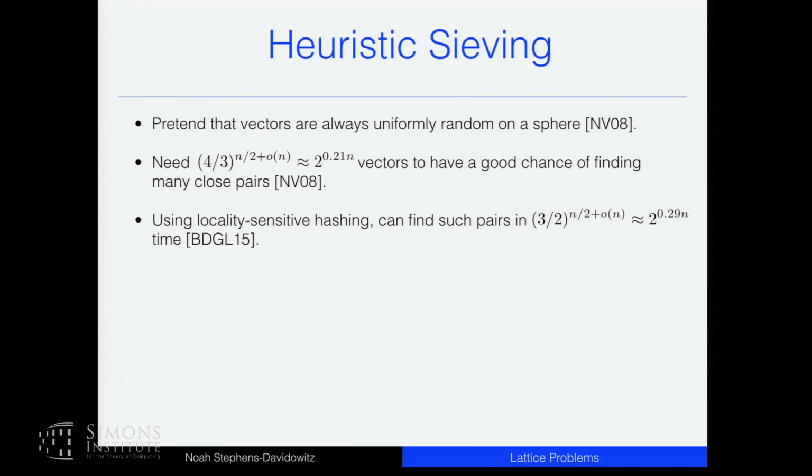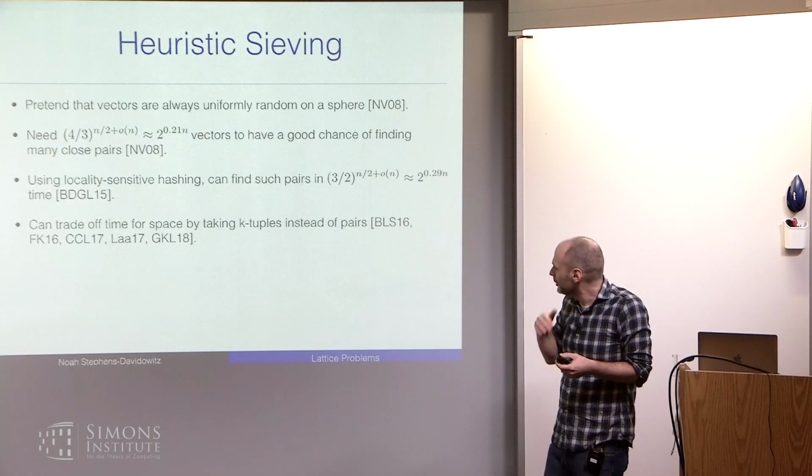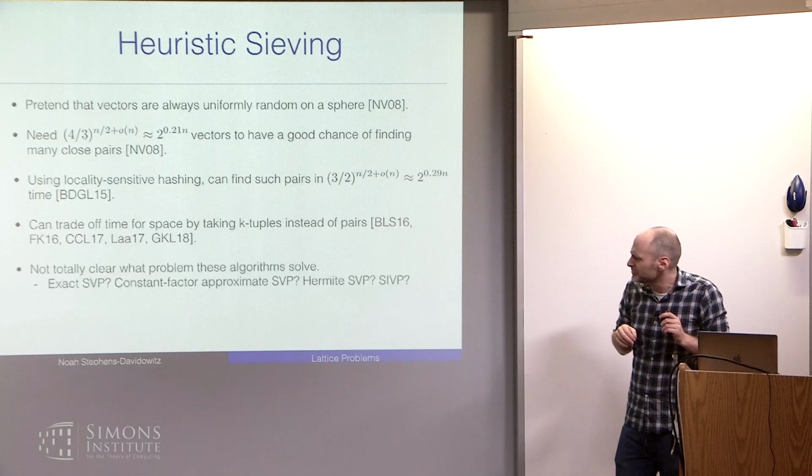And the actual running time is not quite as good as this. The actual running time that the heuristic sieving algorithms get is 2^(0.29n). So it's (3/2)^(n/2) instead of (4/3)^(n/2). So you lose quite a bit, and that's because you still have to find pairs of close vectors. If you do that naively, you'd square the running time, but if you do that non-naively using these locality-sensitive hashing tricks, you do significantly better. And there's a lot of work trading off time and space.